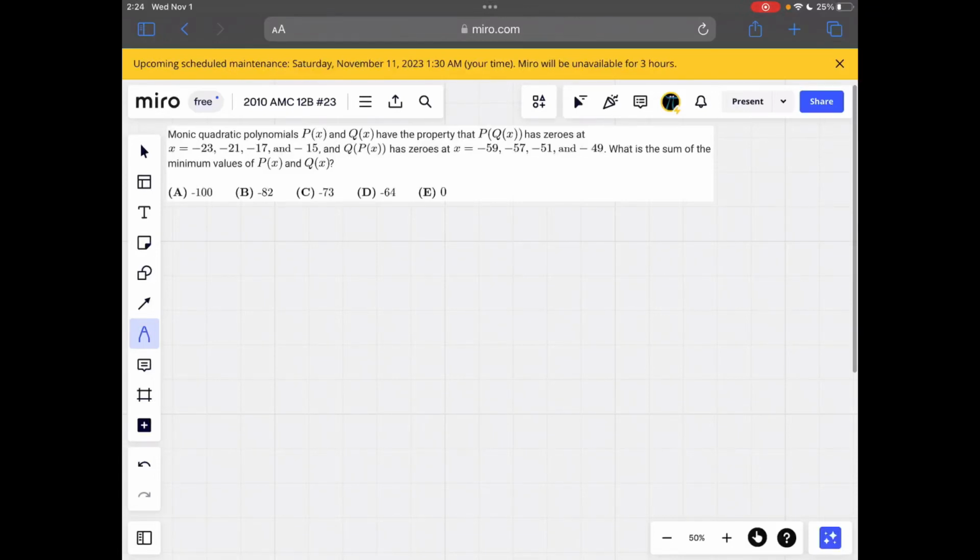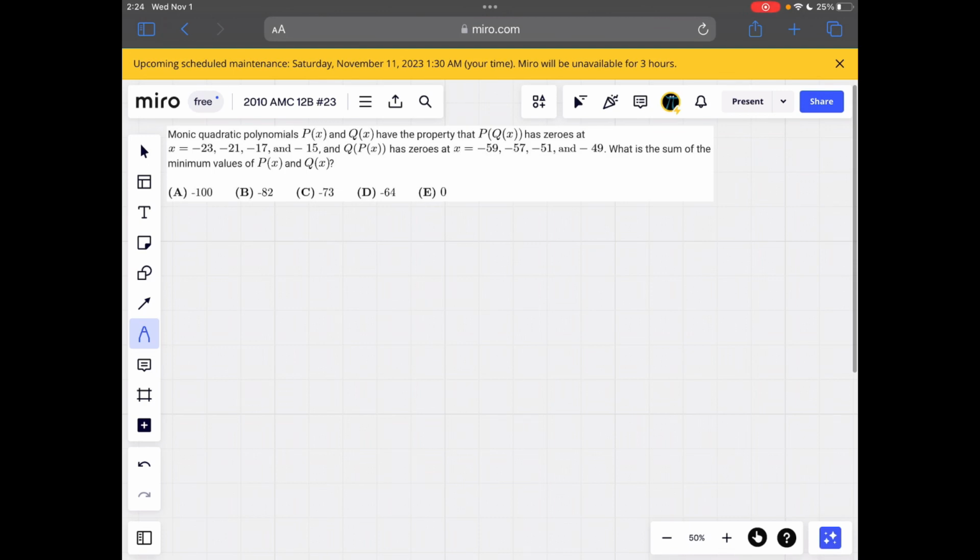Monic quadratic polynomials p of x and q of x have the property that p of q of x has zeros at x equals minus 23, minus 21, minus 17, and minus 15, while q of p of x has zeros at minus 59, minus 57, minus 51, and minus 49. What is the sum of the minimum values of p of x and q of x?